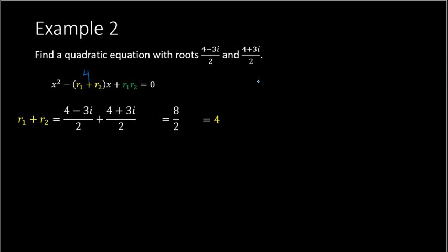Now we need R1 times R2. So now we need to multiply the roots together. When you multiply the roots, the denominator, you would do 2 times 2 to get 4. So be careful you're actually multiplying and not just keeping it the same. And then the numerator, you have 4 minus 3i times 4 plus 3i. Now you could FOIL everything out, and that would work. But realize there's a shortcut because one is minus and one is plus. These are conjugates of each other.